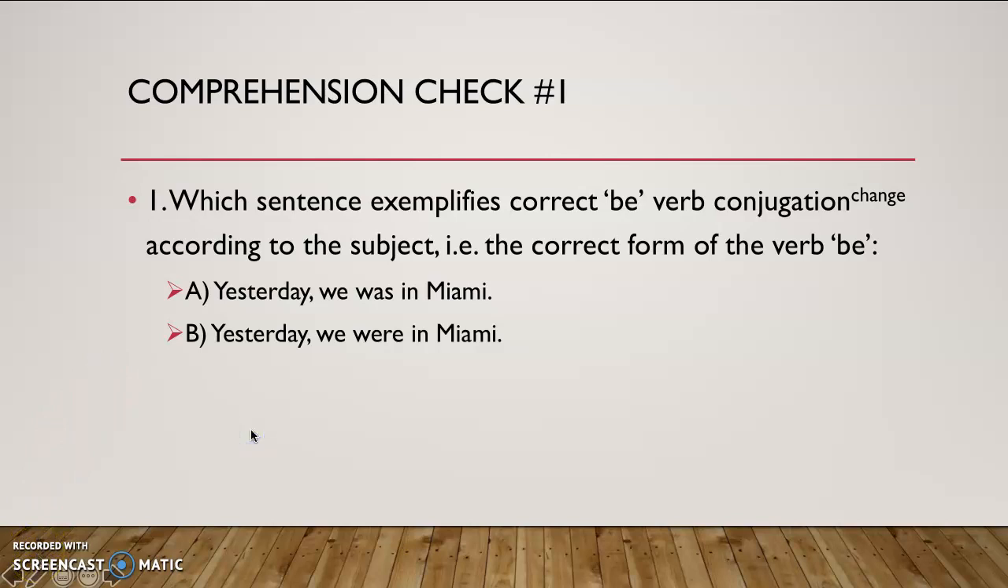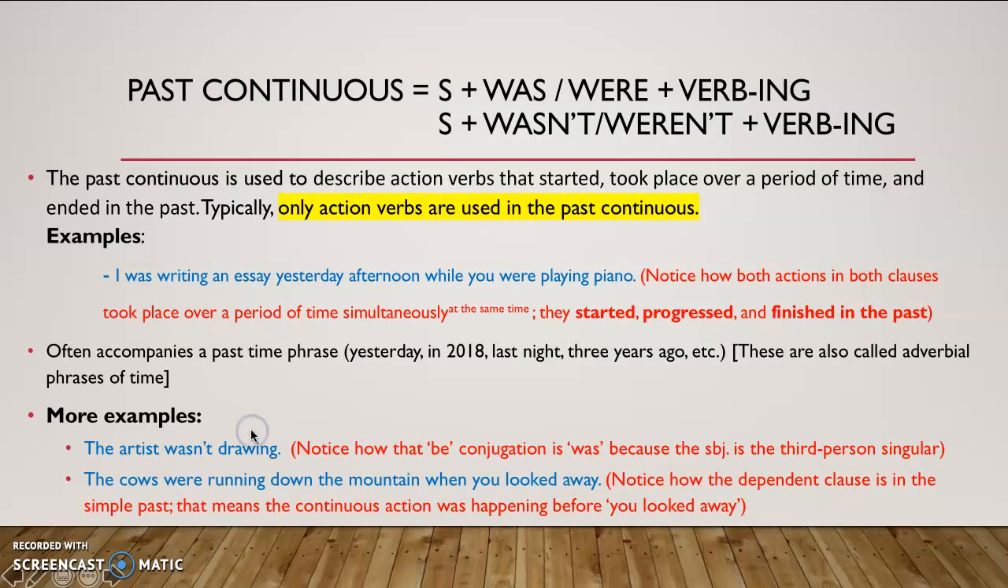Welcome back. Our next verb tense is going to be the past continuous. So for this one, we've got subject, and then we choose either was or were, which are the two past tense forms of the be verb. It does depend on the subject. And then verb with an ing ending. To create the negative, it's subject plus wasn't, so that's was plus not, or weren't, so that's were plus not, plus the verb with an ing ending.